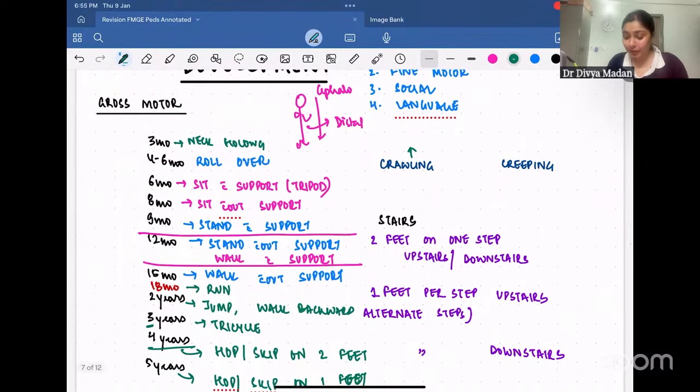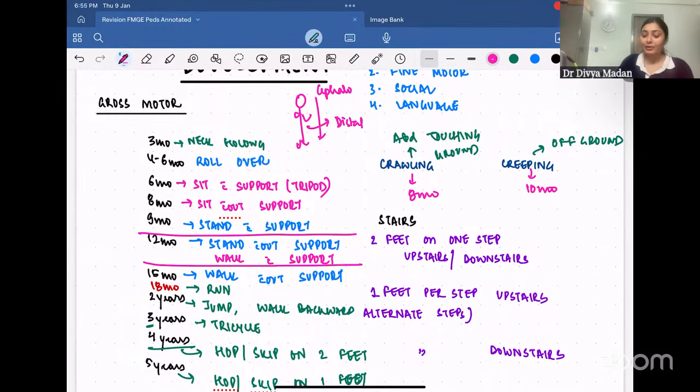Crawling and creeping. What is happening in crawling? In crawling, the abdomen was touching the ground, whereas in creeping, it was off the ground. What comes first, crawling or creeping? It's the crawling that comes first. Crawling comes at 8 months of age and creeping comes at 10 months of age.